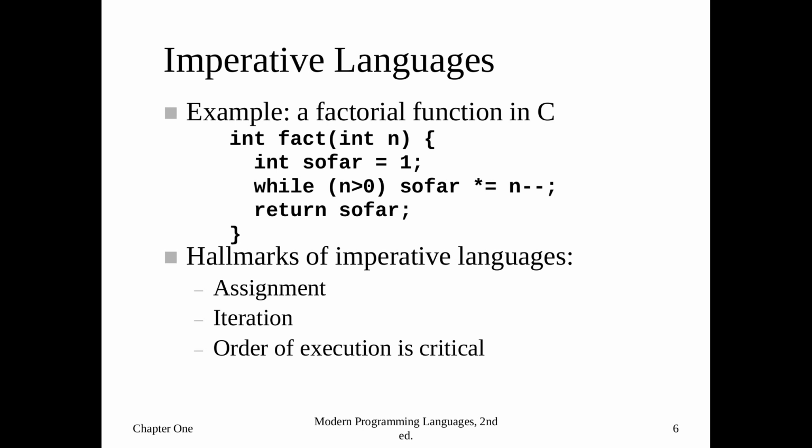This is one of the hallmarks of imperative languages. Iteration is built in, and the order of execution of each statement is very, very important when looking at this language. Furthermore, we can have multiple assignments, so a variable can take on multiple values throughout its lifetime. This is not common in all languages. This is only common to imperative and, for the most part, object-oriented languages.